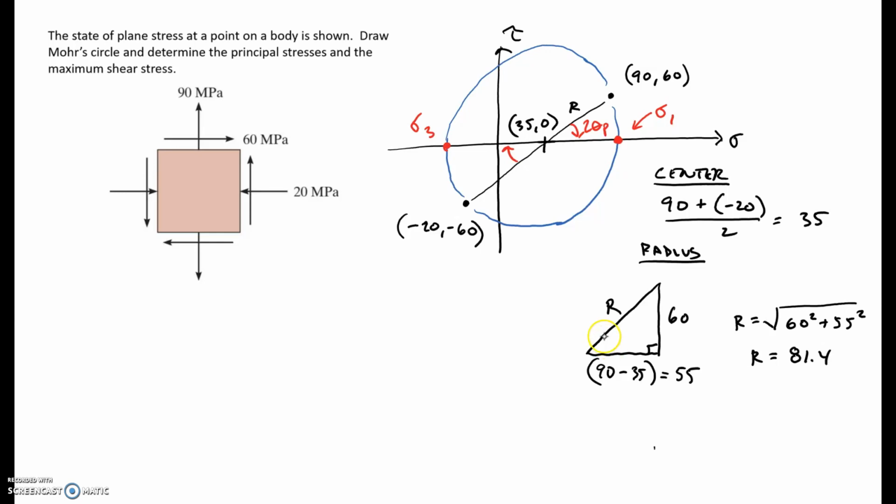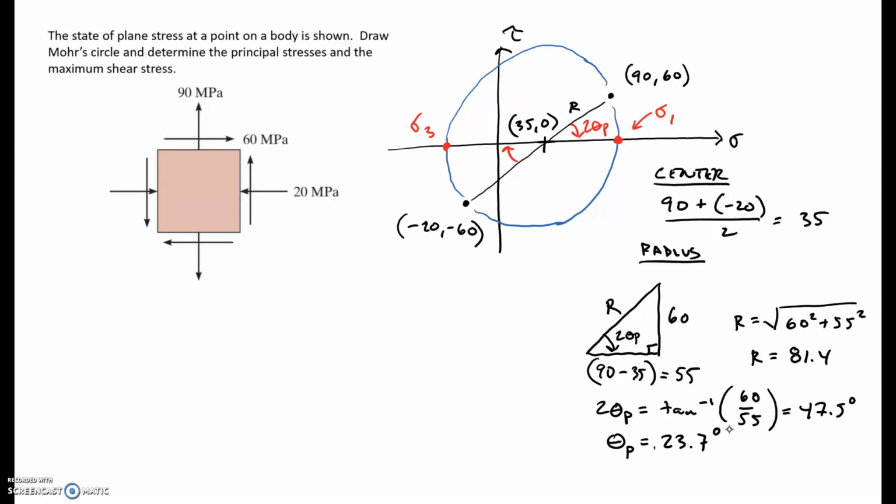As far as the orientation to the principal planes, 2 theta p, we can do a little bit of trig. So 2 theta p is going to be equal to the inverse tangent of 60 over 55, which gives us 47.5. And then theta p would be equal to half of that, about 23.7 degrees.